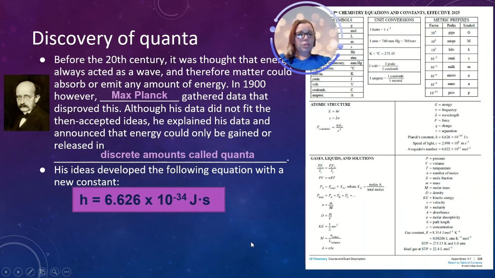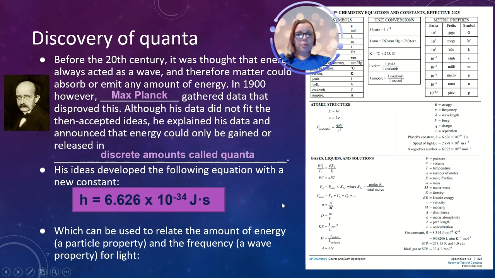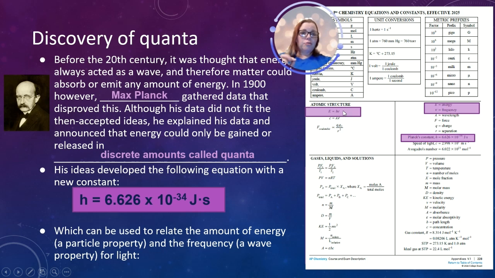Now, as before, this equation is on the equation sheet. This relates the amount of energy, which is a particle property, and frequency, which is a wave property. So there you go. Now, I want to point out to you that frequency is in both of these equations. So you can actually translate wavelength to energy and vice versa by going through frequency. You would just do both equations. You would go from wavelength to frequency, frequency to energy. Or you could go energy to frequency and then frequency to wavelength.